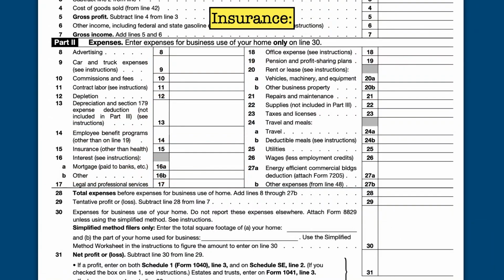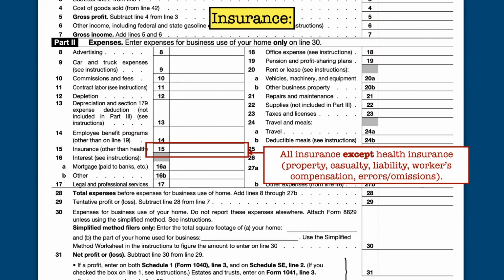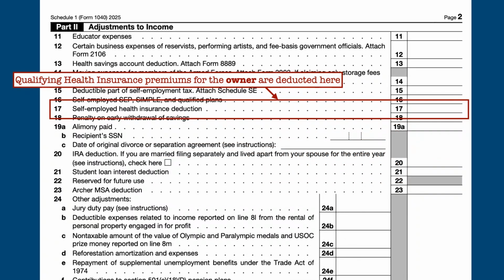All insurance expenses other than health insurance are entered on line 15. The cost of health insurance you provide for employees is entered on line 14, and health insurance for yourself is taken as an adjustment to income on Schedule 1, if you qualify.